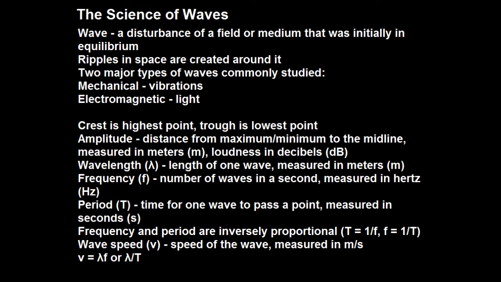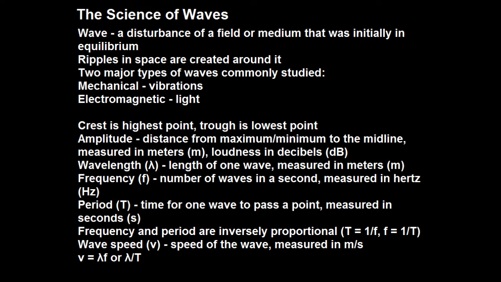Frequency is the number of waves in a second, which is measured in hertz, and period is the time for one wave to pass a point, measured in seconds. Frequency and period are inversely proportional concepts. So period can be found by dividing 1 by frequency, and frequency can be found by dividing 1 by period.